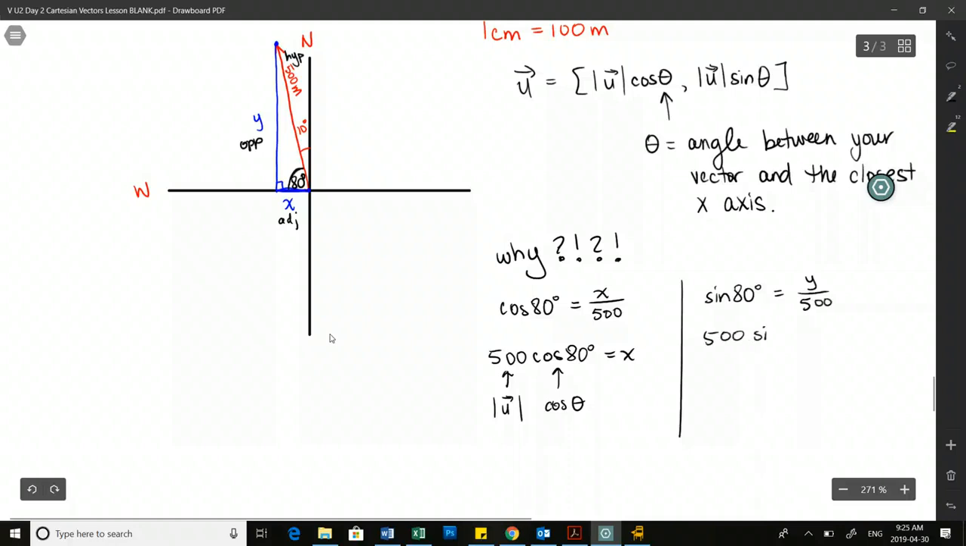If you want to, but again, you don't need to use sine law and cosine law when you have a right angle triangle, right? So we don't want to do more work than we need to.